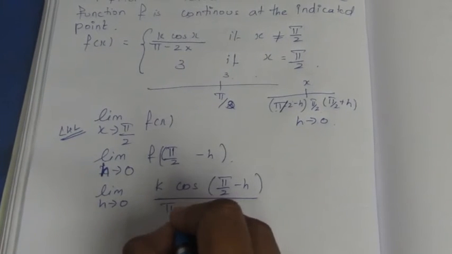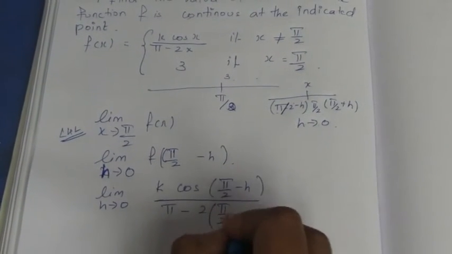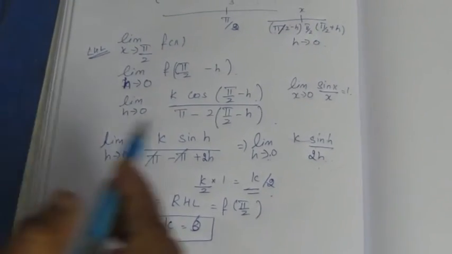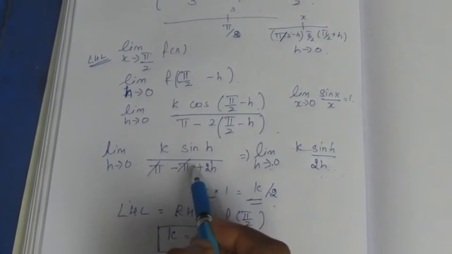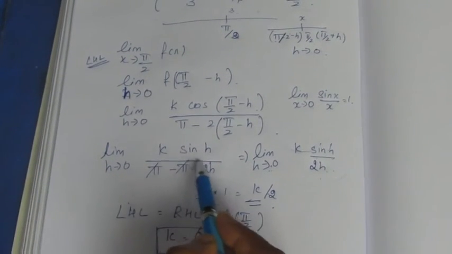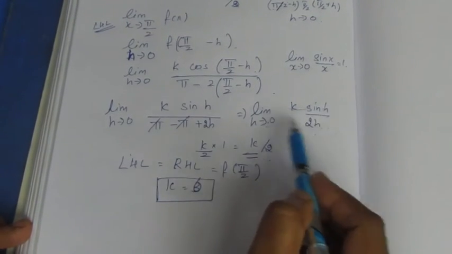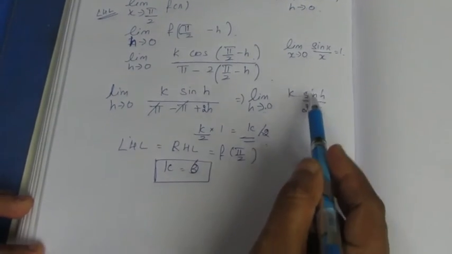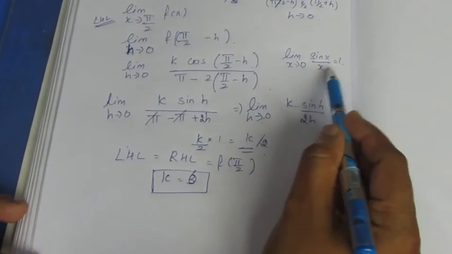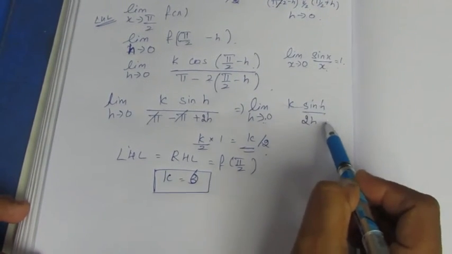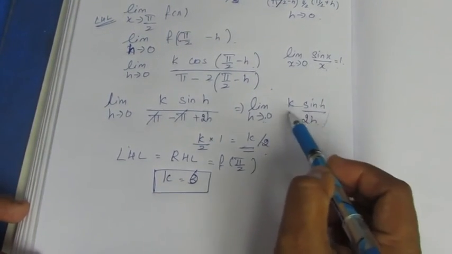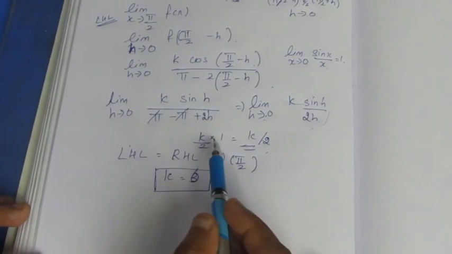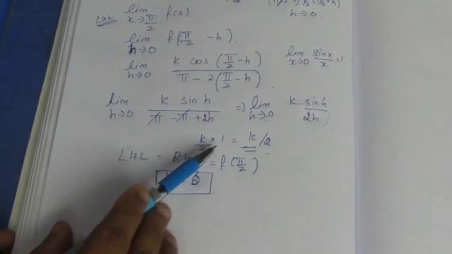Here pi minus 2 into pi by 2 minus h. Now when we multiply this inside, it becomes plus 2h. So before substituting the h value, solve it: k sin h by 2h, here pi and minus pi get cancelled. We know that limit x tends to 0, sin x by x is equal to 1. So in the place of limit h tends to 0, sin h by h, leave this k by 2, it is a coefficient, we can bring it outside. We know that sin h by h, substituting the limit value becomes 1. So k by 2 into 1 is k by 2.